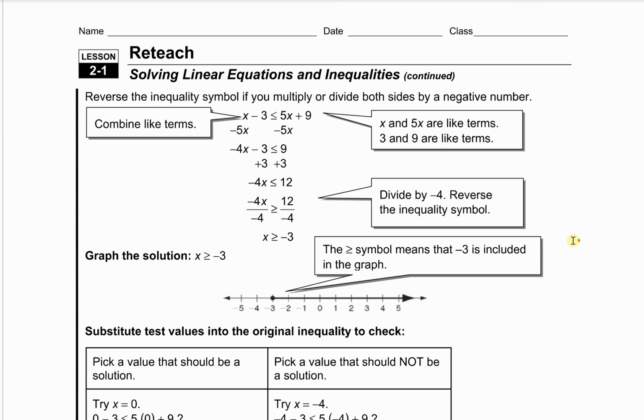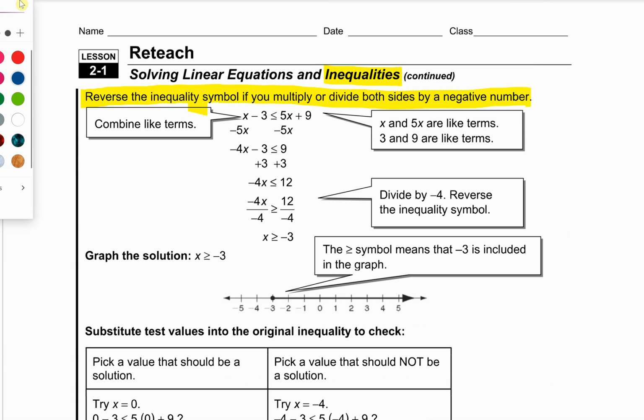So those are equations. Remember that inequalities, here on the next page, inequalities, because we didn't talk about those yet, you have to do this. Reverse the inequality symbol if you multiply or divide both sides by a negative number. Only going to do that if I multiply or divide by a negative.